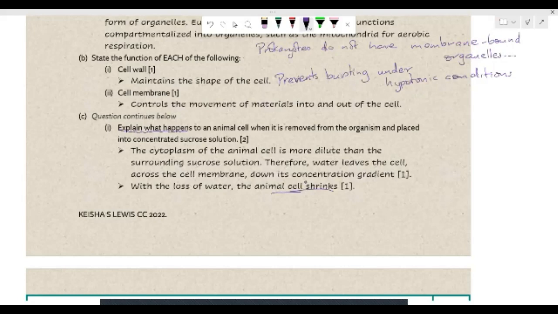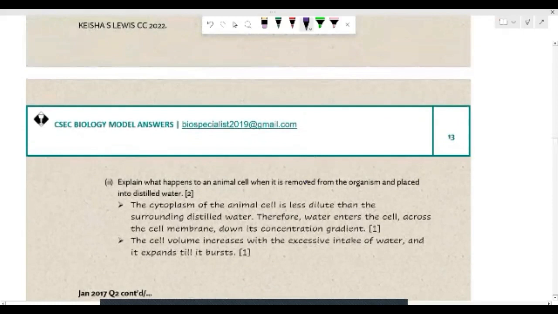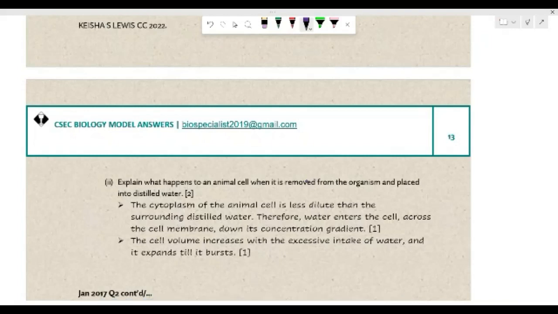Okay. And then we look at the opposite now. What happens when it's in distilled water? Okay, same thing. We explain that the cytoplasm is less dilute than the surrounding distilled water. Water enters the cell down its concentration gradient, cell volume increases, it expands and expands and expands until it bursts, right? Because the animal cell does not have that protective cell wall to hold everything in, right?